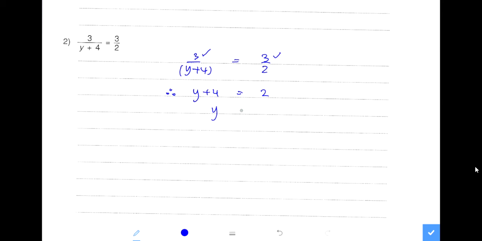Then y is 2 minus 4, right? So y is negative 2. Yeah! That's it, right? So this is like a new technique, okay? I'm gonna call it a tip, okay? So if you see something like this, you just have to take a look and compare, okay?